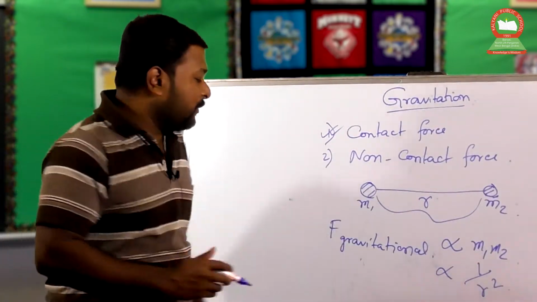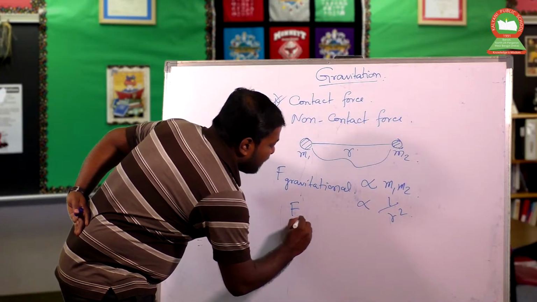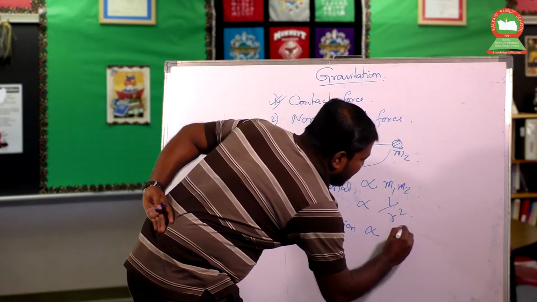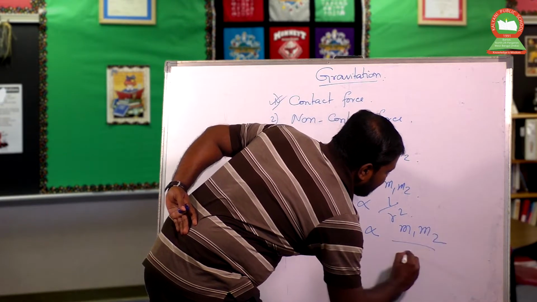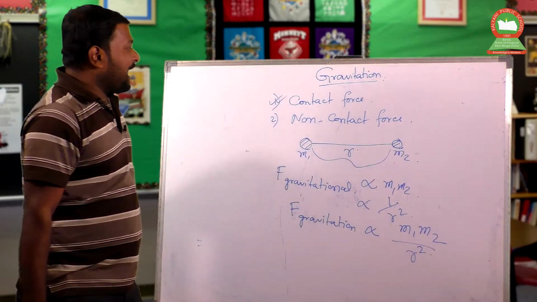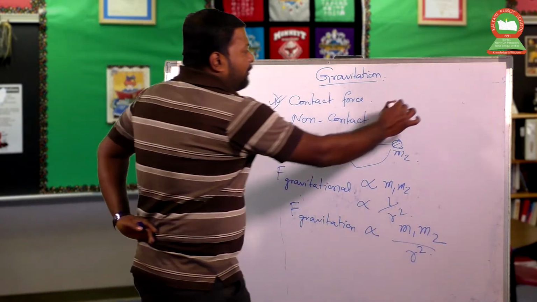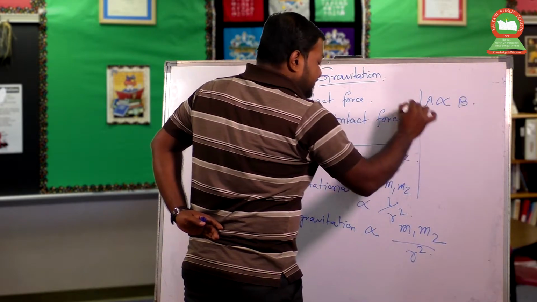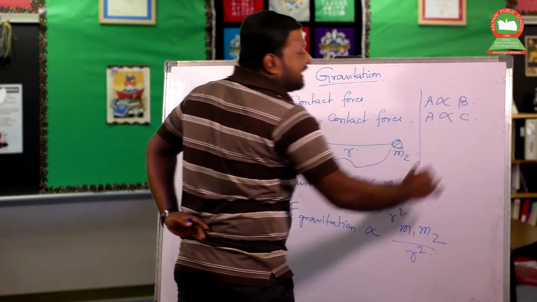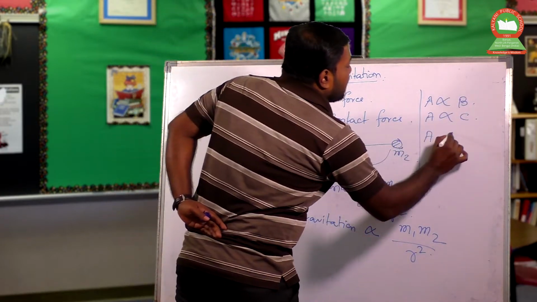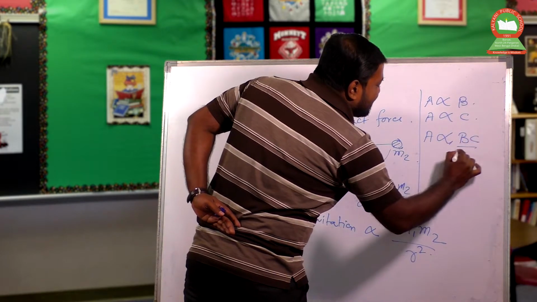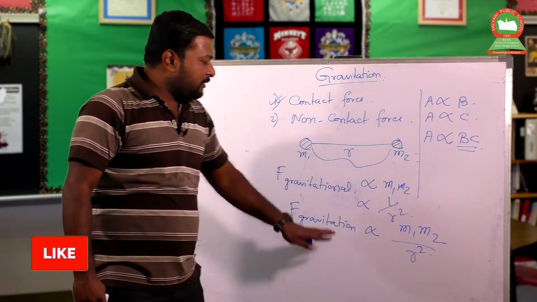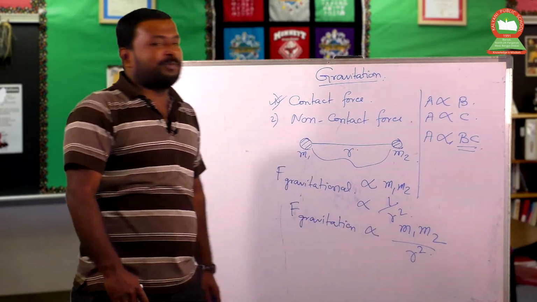So from these two relations, we can write that the gravitational force is proportional to m1 m2 by r square. This famous law is actually derived from this proportionality. If A is directly proportional to B and similarly A is directly proportional to C, then A varies directly with the product of B and C. So B is nothing but m1 m2 and C is 1 by r square. So F is directly proportional to m1 m2 by r square.